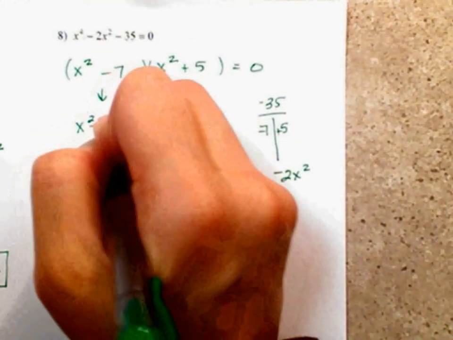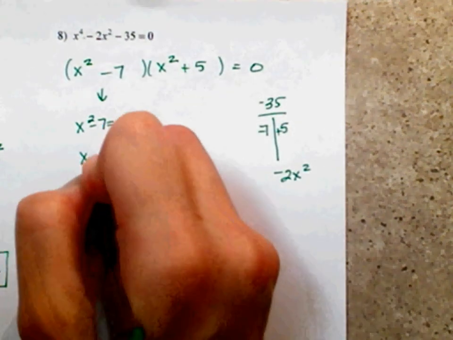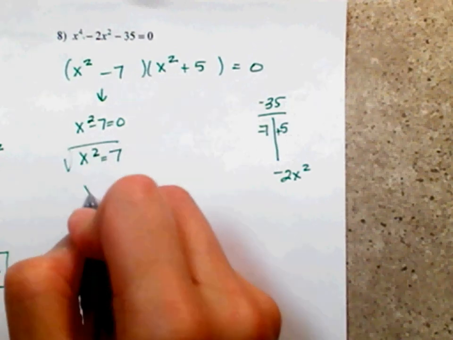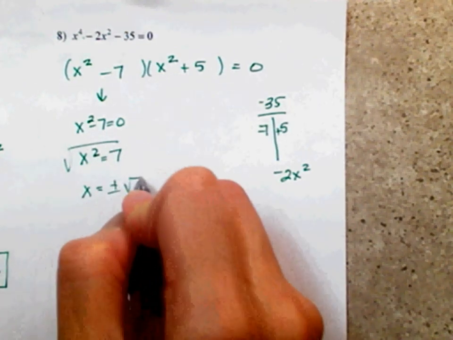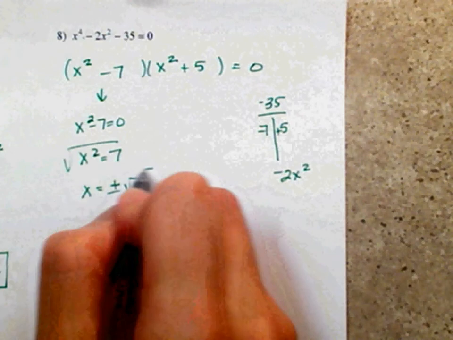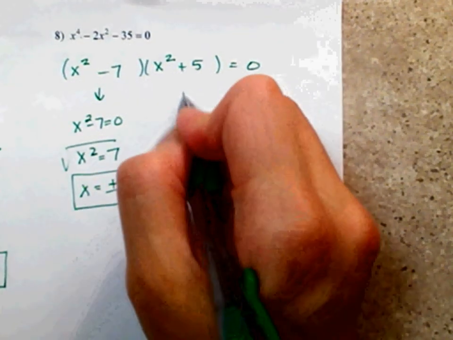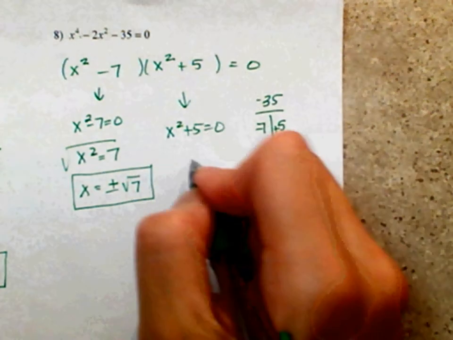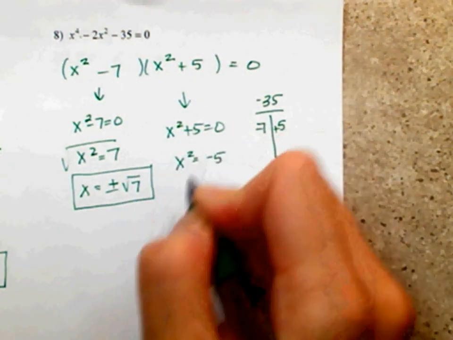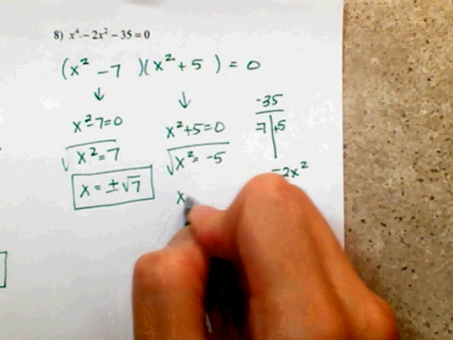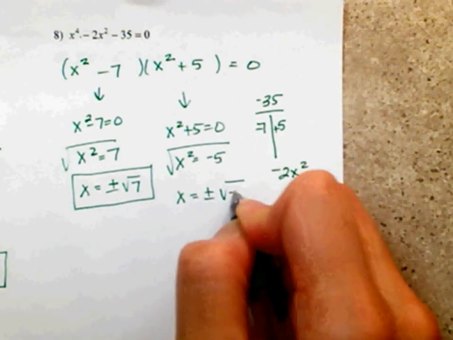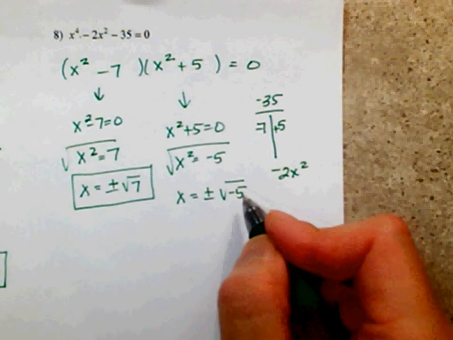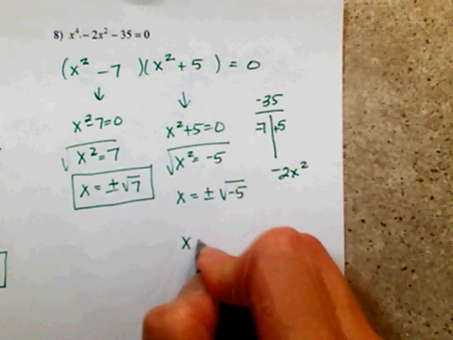x squared is equal to 7. Square root. x is equal to plus or minus the square root of 7. Same thing. Set this one equal to 0. Subtract 5. Take a square root. x is equal to plus or minus the square root of negative 5. Can't have a negative. Only factors that go into 5 are 5 and 1. So x is equal to plus or minus i square root of 5.